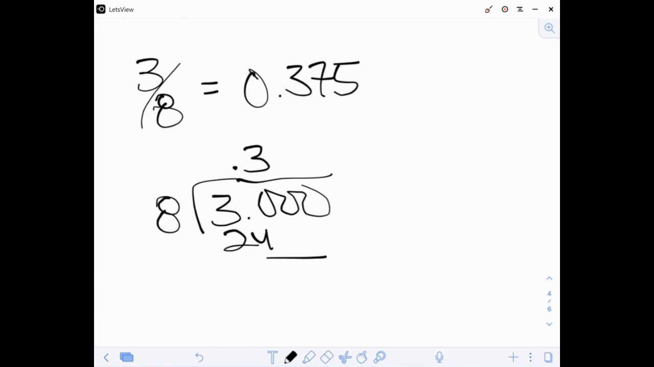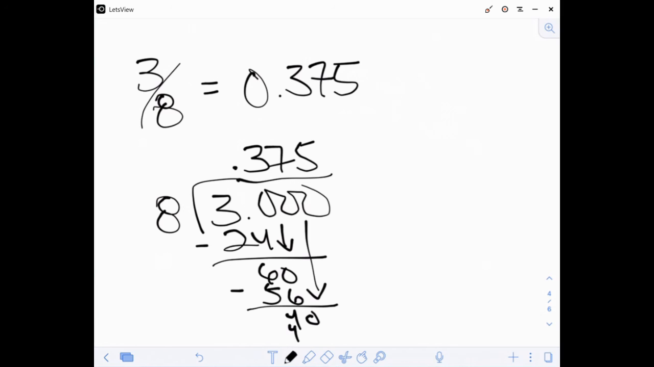That leaves a remainder of 6. Bring down the 0. Leaves remainder 4. Bring down the 0. And 40 leaves no remainder. So our answer is 0.375. Okay, so if you do the long division, or if you memorize this math fact, 3/8 equals 0.375.